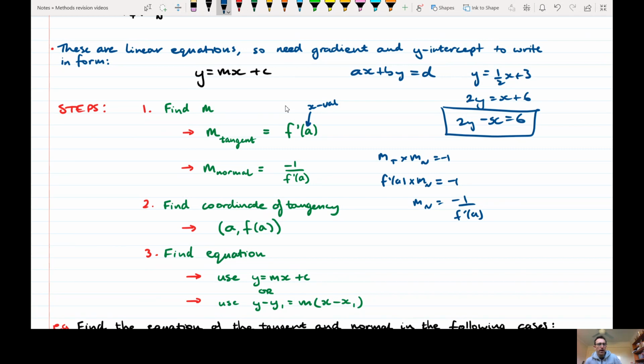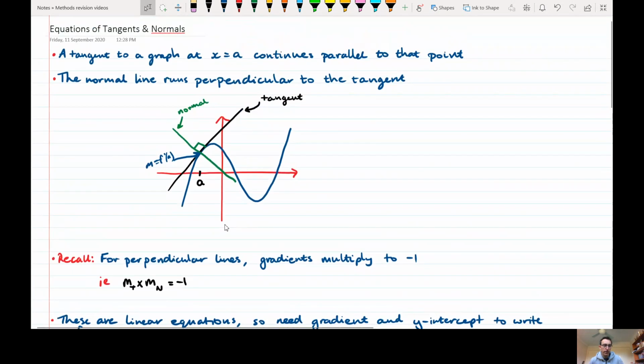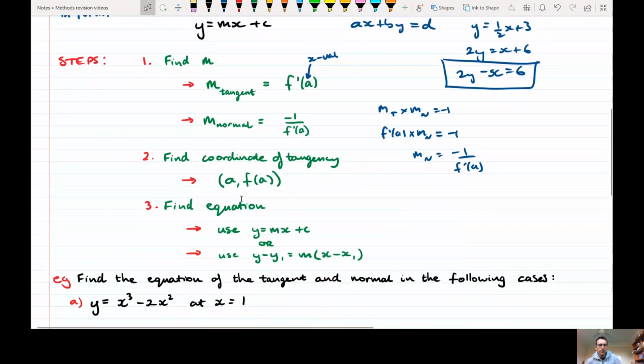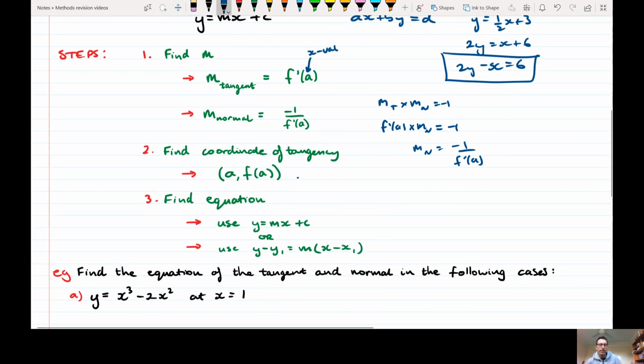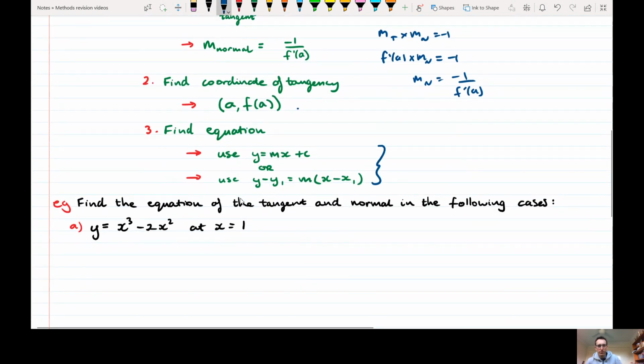Then we have to find the coordinate of tangency, which means find the coordinate at this point, where it happens right there. That's your coordinate of tangency, and that's given by the x value there at a, and then the a substituted into your original equation, and that'll give you a coordinate. So that's the coordinate of tangency there. And then find the equation. You do that by using one of these two options. It doesn't really matter. You can use either one, whatever you're comfortable using from way back in year 9 and year 10. So let's give this a go, a couple of equations.